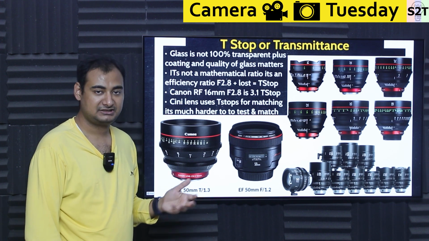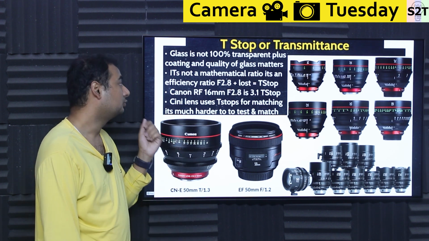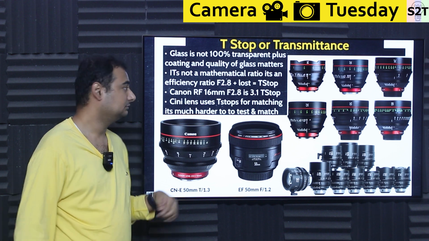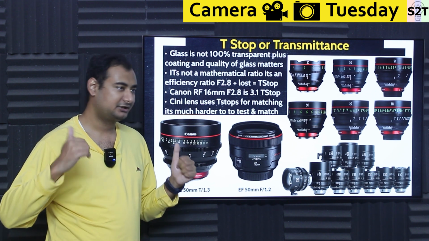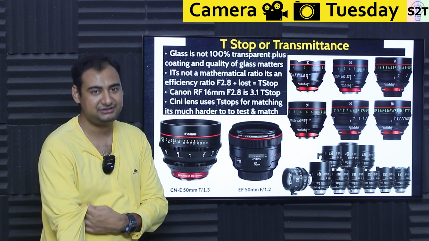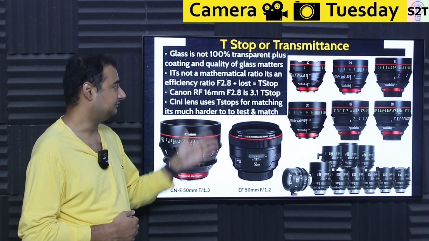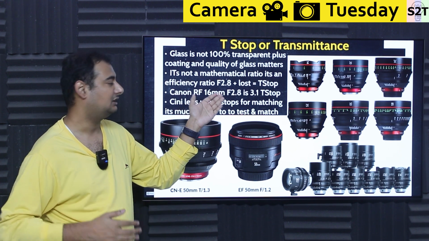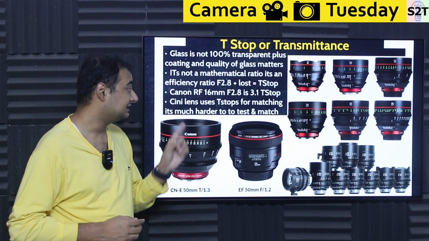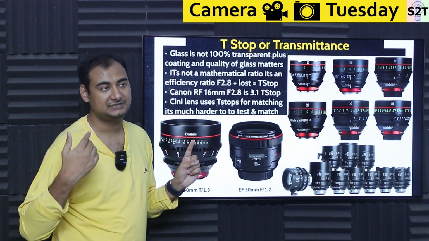So you have to understand the quality of the lenses, the coating applied on the lenses, all of that. The mathematical ratio f2.8, awesome, but how do you get the efficiency? So we created this T-stop, which is f2.8 plus the loss. How much loss is there? That gives you the T-stop. So that's why T-stops will always be basically higher.